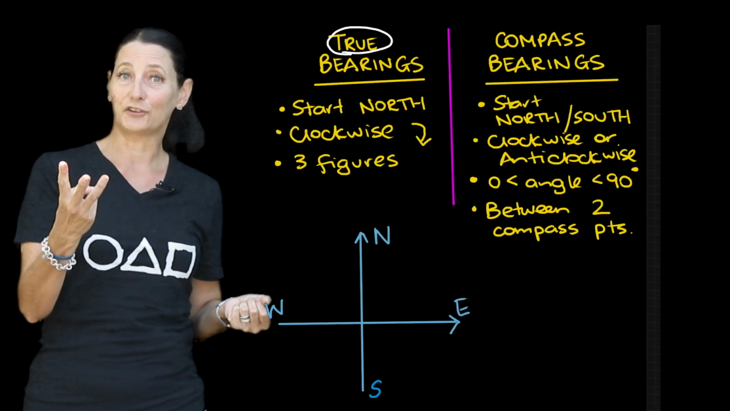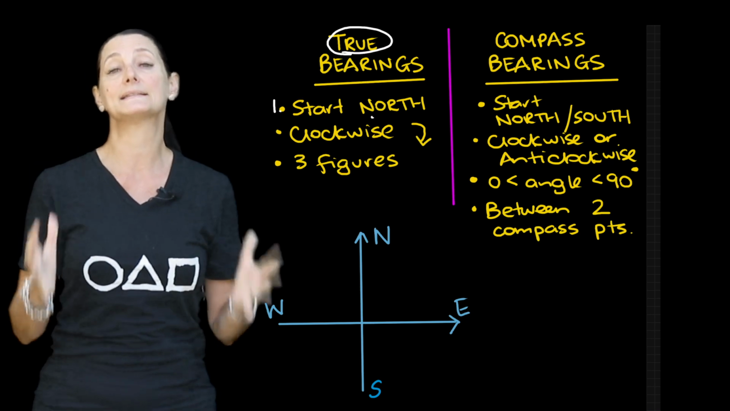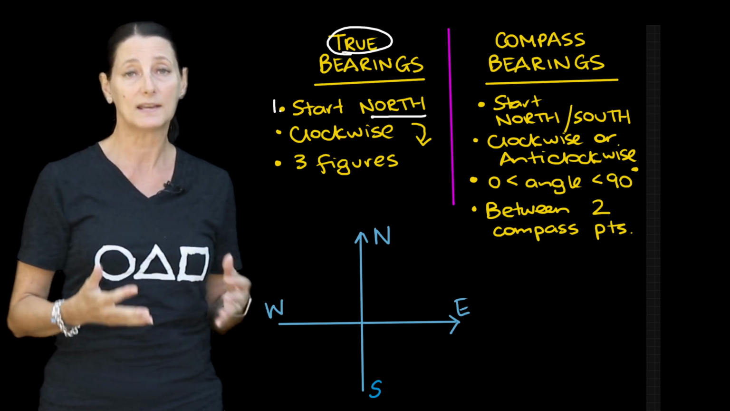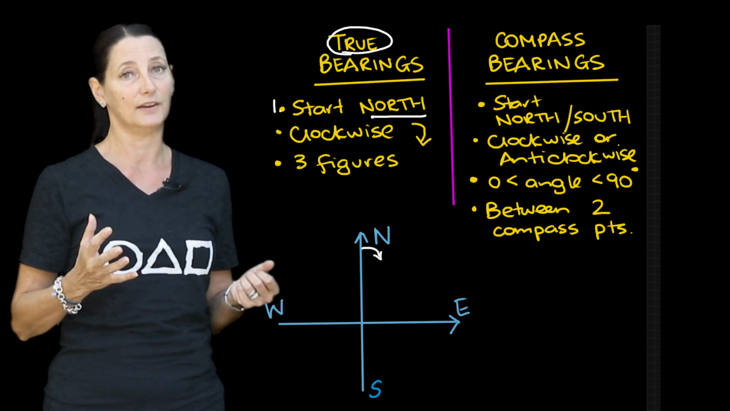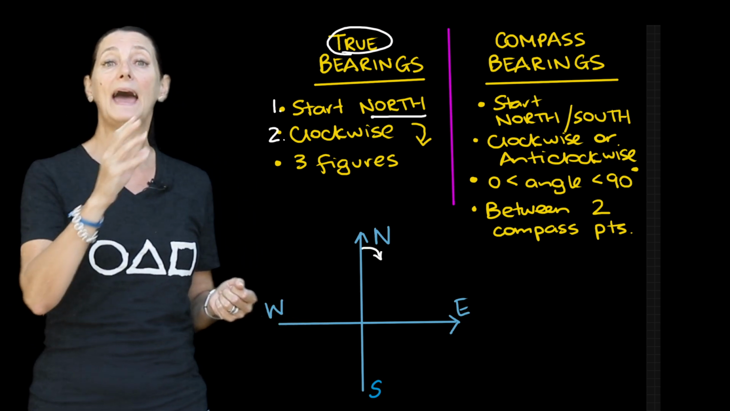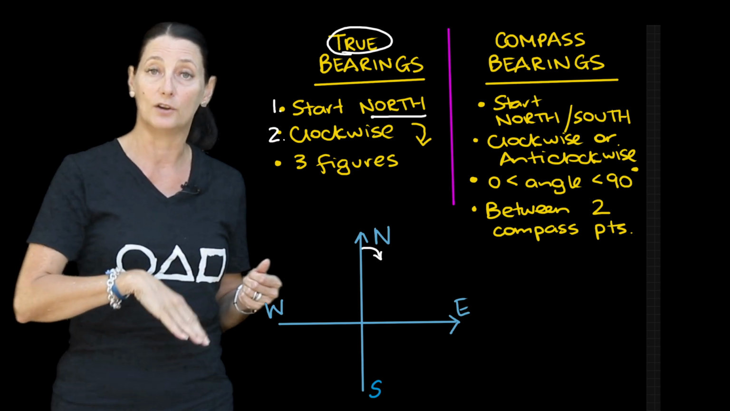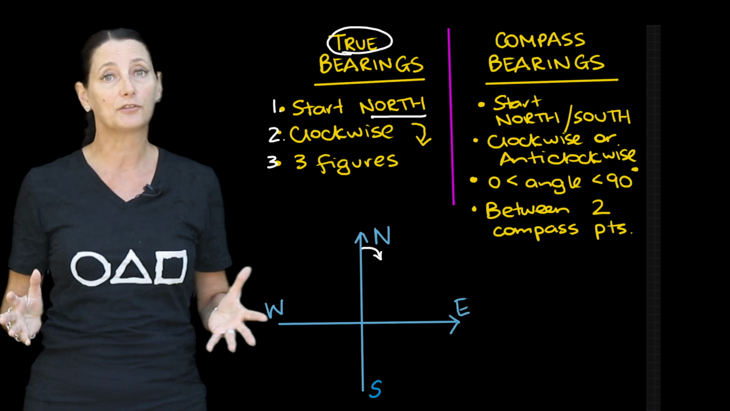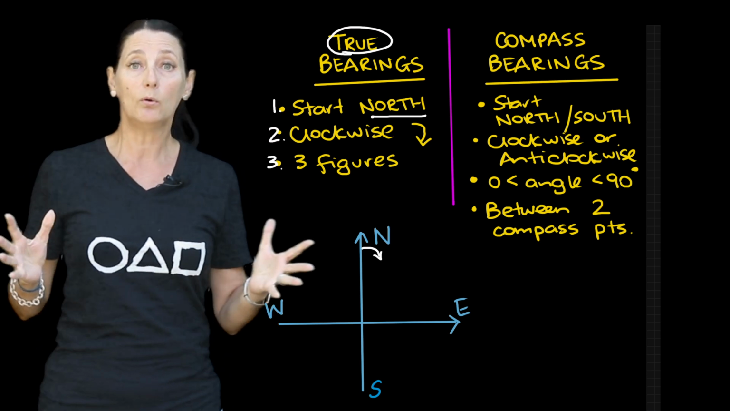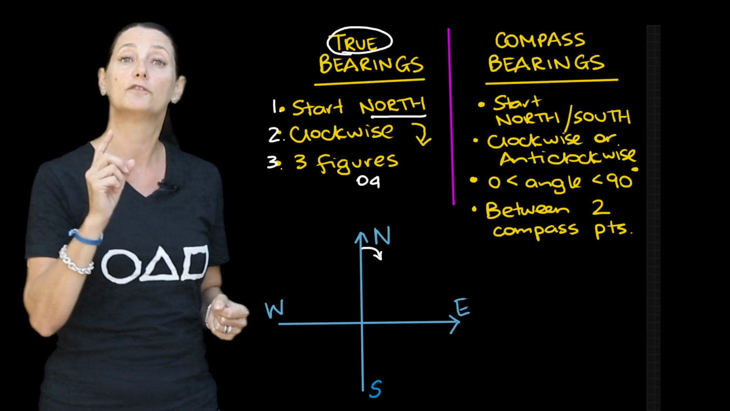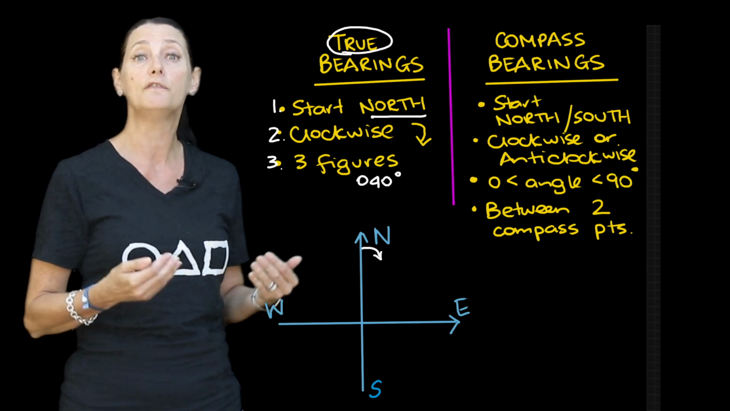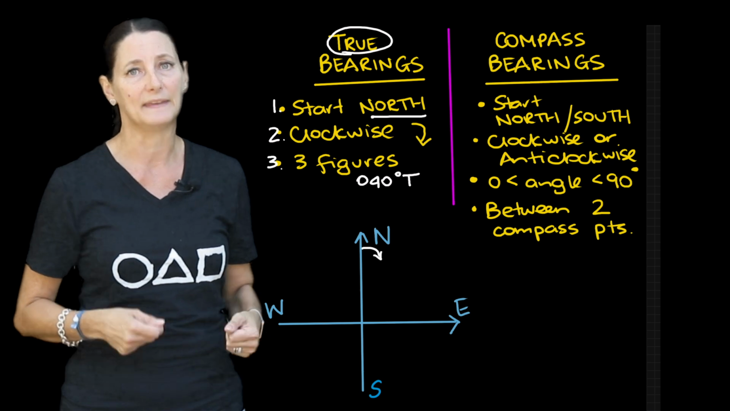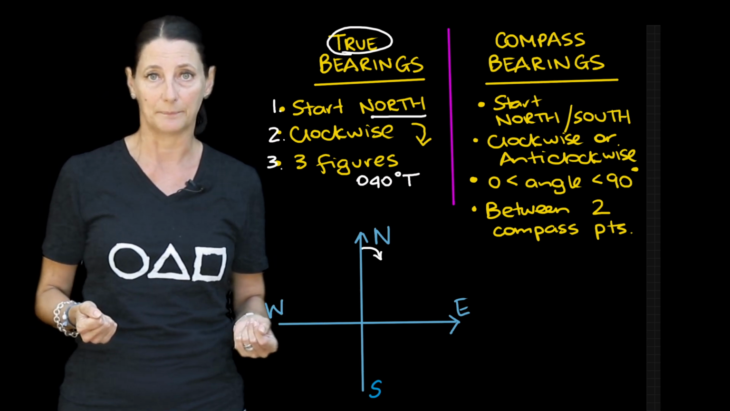Now, true bearings have three rules. Rule number one, it must start from north. So I have a compass point here and I have my north, south, west and east. Whenever I'm doing a true bearing, I have to start at north. Rule number two, it has to go in a clockwise direction. So remember, this is anti-clockwise, we want to go clockwise. And rule number three, it must be three figures. Well, that means if I've got a bearing of 40 degrees, I've got to put the 0 in front. So it will be 040 degrees. What we tend to do with true bearings is put a capital T at the end of it, and that shows it is a true bearing.